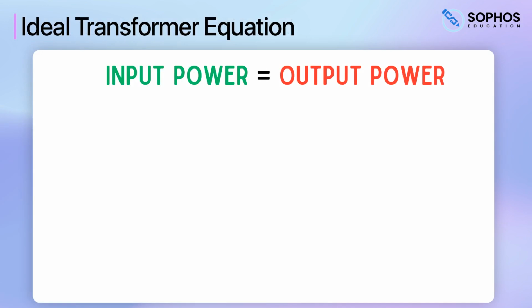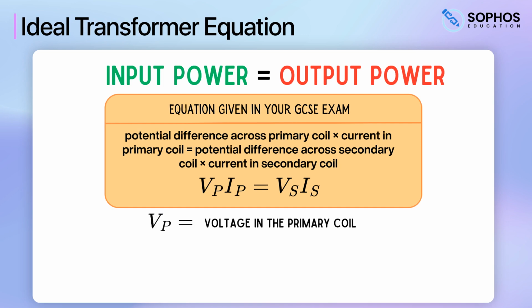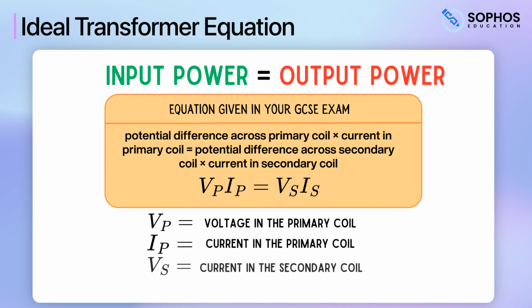For an ideal transformer, the power input into the primary coil equals the power output from the secondary coil. Therefore, input power equals output power. We know from the electricity unit that power equals voltage times current. By substituting this into the transformer relationship, we get Vp times Ip equals Vs times Is, where Vp is voltage in the primary coil, Ip is current in the primary coil, Vs is voltage in the secondary coil, and Is is current in the secondary coil.